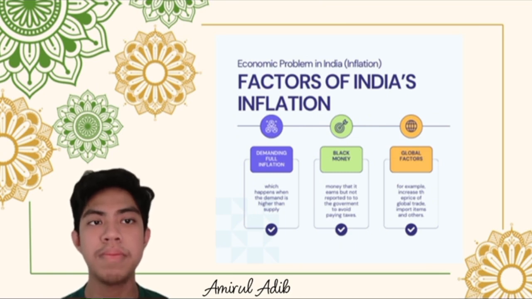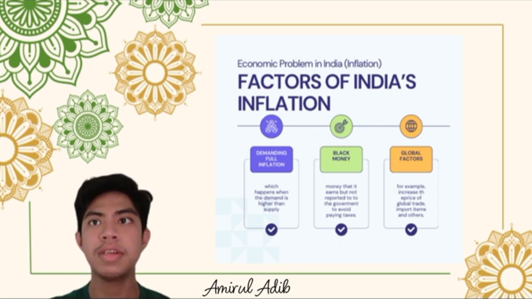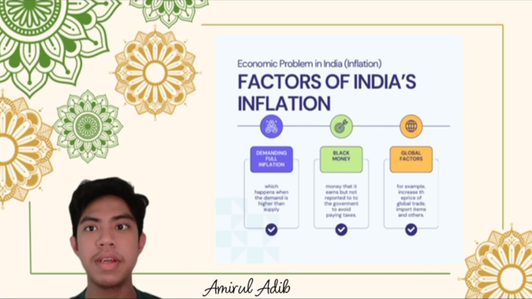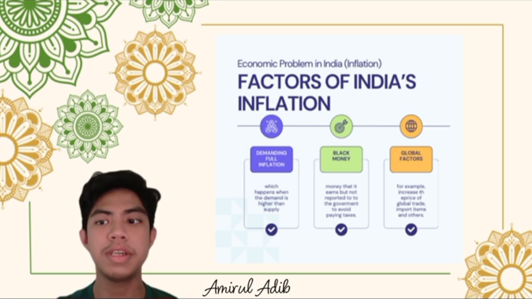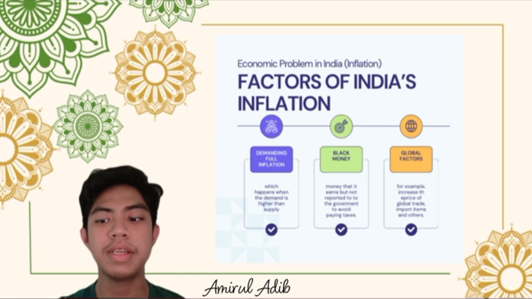The first one is demand-pull inflation. This happens when the demand is higher than supply. For example, when the government and consumers spend more money than usual. The next factor is the global factor. This happens when the price of global trade, import items and others increases. The last factor is black money. Black money is money that is earned but not reported to the government to avoid paying tax.